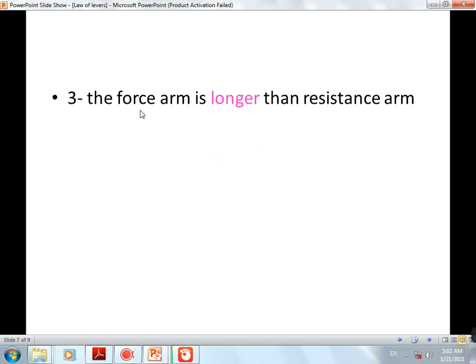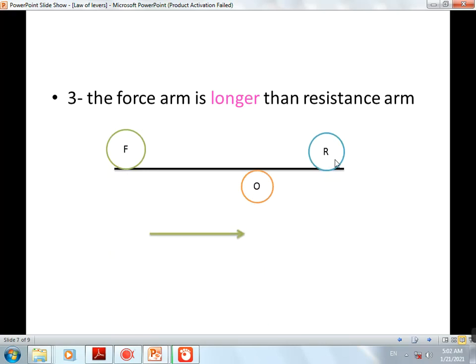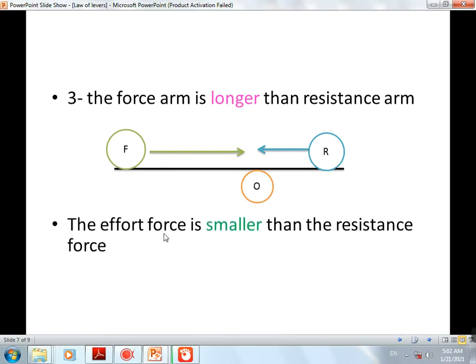3. The force arm is longer than the resistance arm. Fulcrum, effort force, resistance force. The distance between effort force and fulcrum is longer than the distance between resistance force and fulcrum. So, the effort force is smaller than the resistance force. It saves effort. When the force arm is longer than the resistance arm, it saves effort.